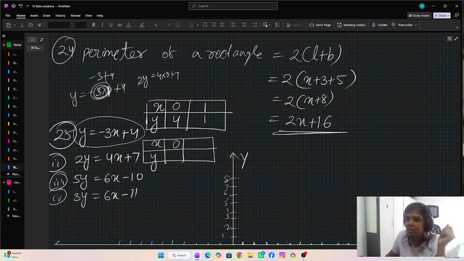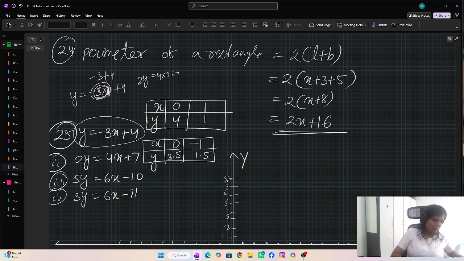It is coming a fraction. Can I write as 3.5? Because half of 7 is 3.5. So 7 by 2 we can write as 3.5. Now I want to take x as minus 1. Because if you take it positive, it is 7 plus 4 is 11, 11 by 2. Anyways, if it is minus, it will be minus 4. 7 minus 4 is 3. 3 by 2 is 1.5. Okay, students? This is 1.5.